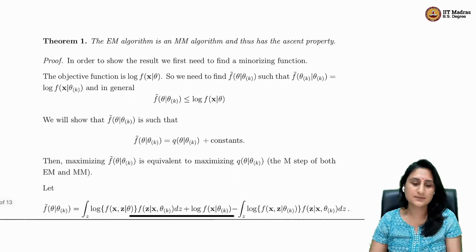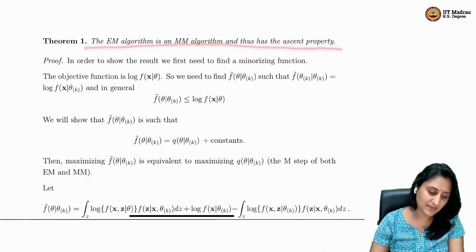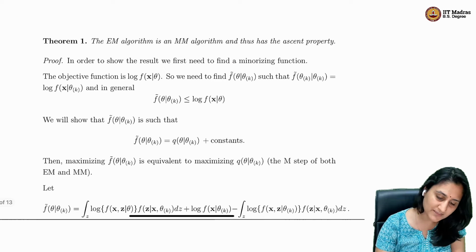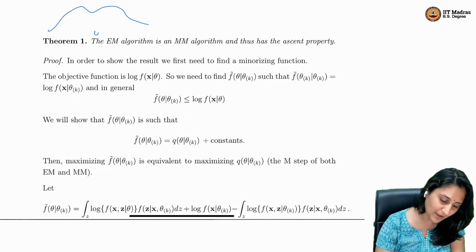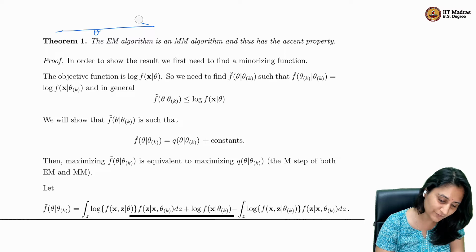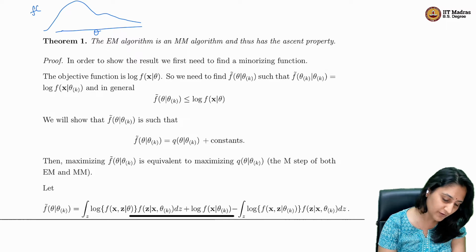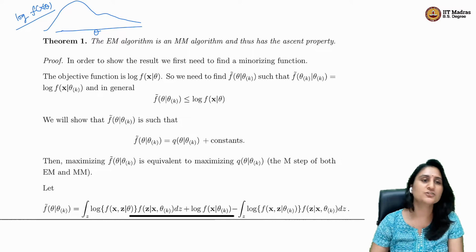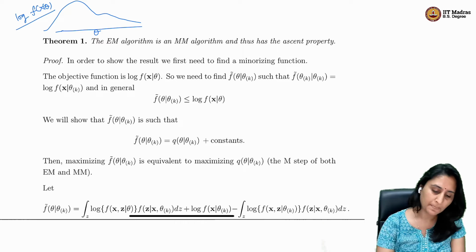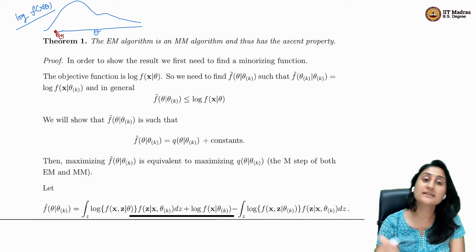The theorem statement is very simple: the EM algorithm is an MM algorithm and thus has the ascent property. So let's recall what the ascent property is. Let's say I have my parameter space theta, so I have theta on the x-axis. Maybe I want to look at a slightly different function. So I have theta on the x-axis, and this is, let's say, my log of f of x given theta, right? This is my objective function, the log of the observed likelihood. And this is my current value theta 0, let's say, or theta k.